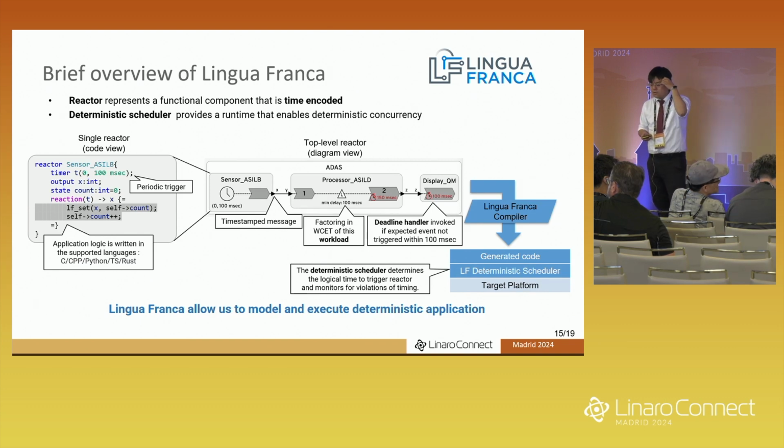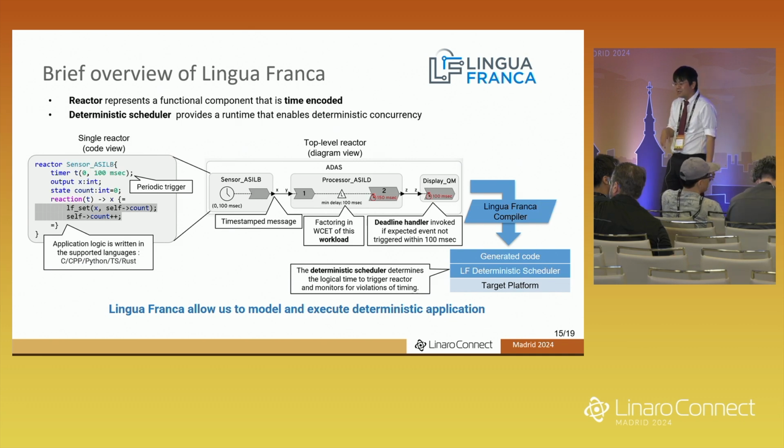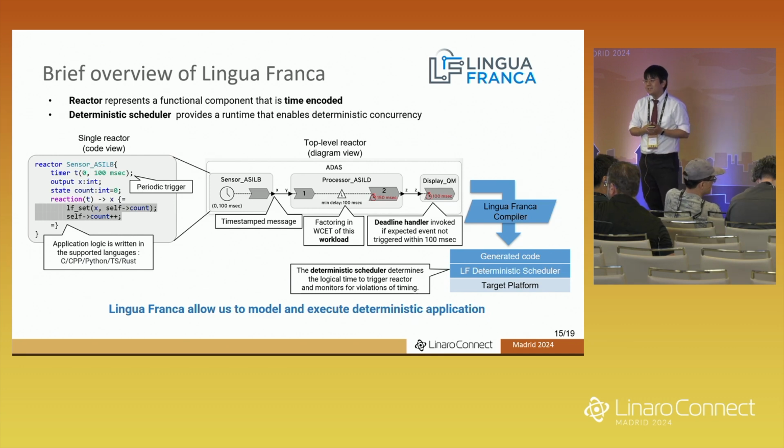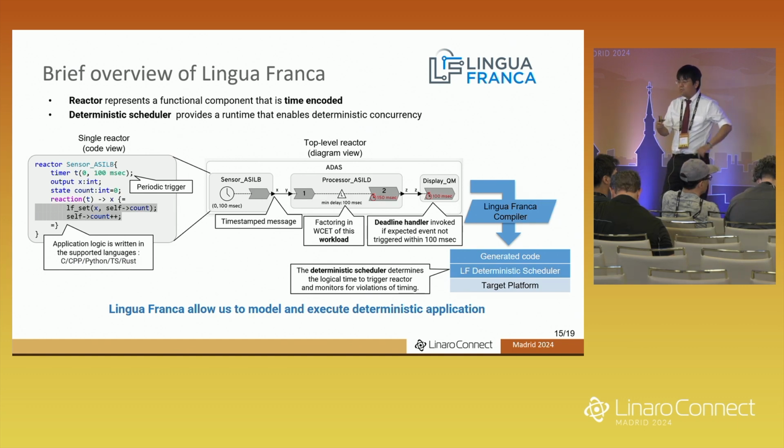Okay, so let's look at the more complex one. The center diagram is the top level reactor. This looks like a typical model using boxes and connections, but it just changes the diagram view from the code, similar to a single reactor. And several reactors are connected to form a system.